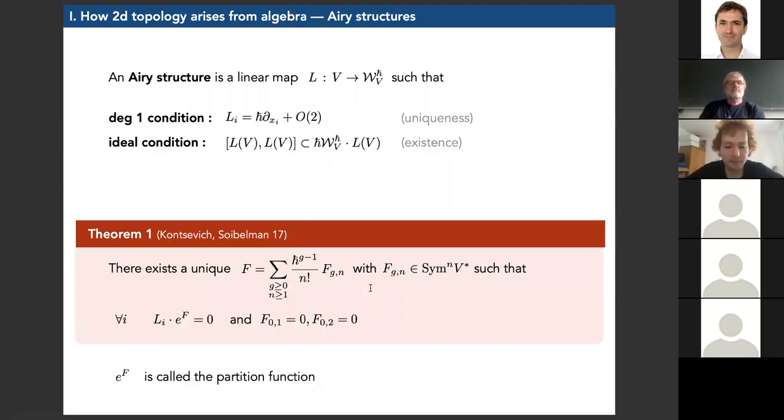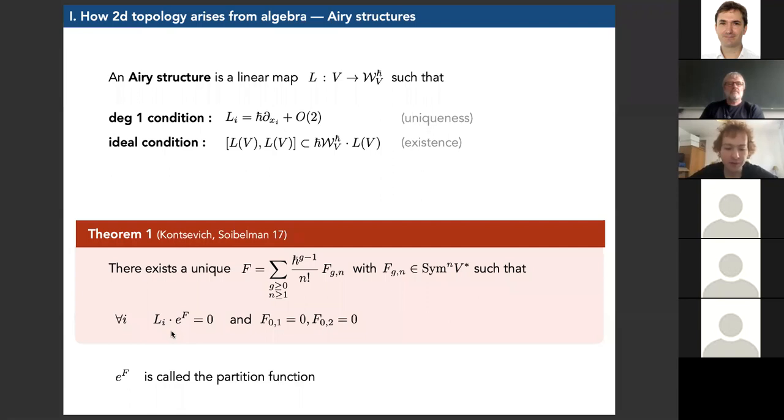The main use of Airy structure is that once you have such a thing, there exists a unique formal function on the vector space V, because I'm talking about formal functions determined by its Taylor coefficients. So I'm going to write it as f equals sum of h bar to the g minus 1, that's the convention, and then the fgn as the Taylor coefficients. So there are symmetric n-linear forms on V. And this function is such that its exponential of f is annihilated by all the operators I have in my Airy structure.